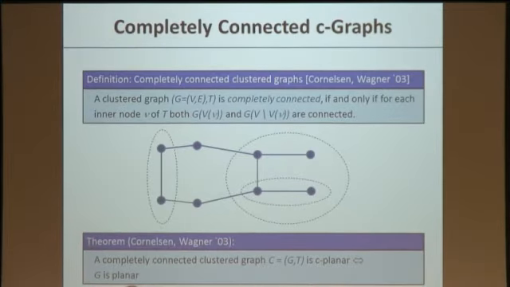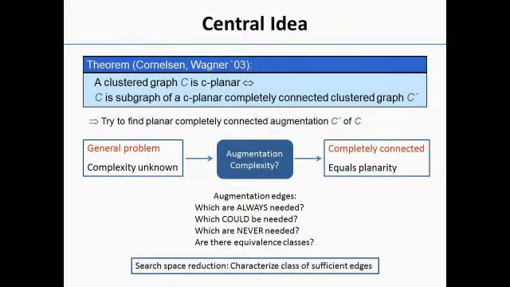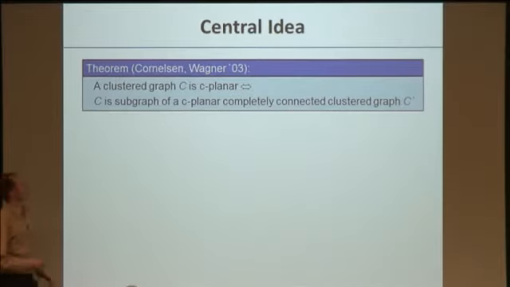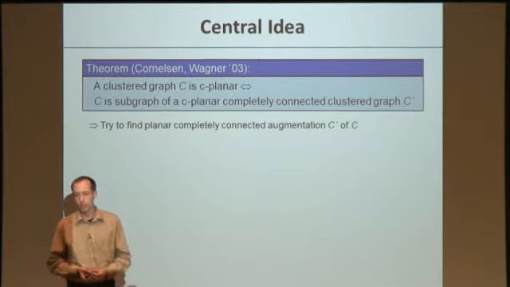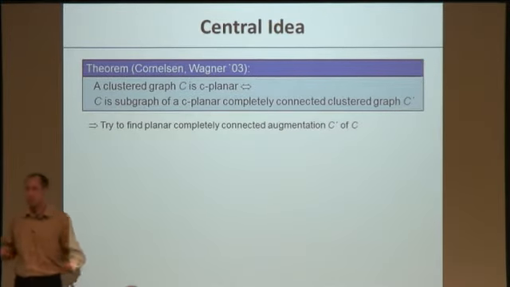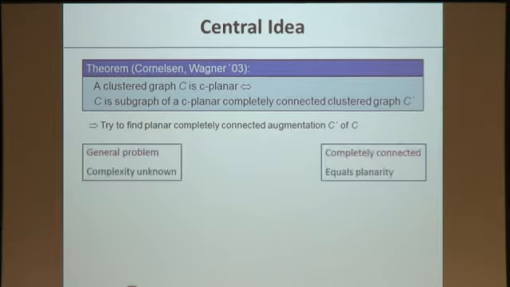So how can we exploit this result now? Using again a result by Cornelissen and Wagner, so it's a great paper, you should read it, which is basically saying that a clustered graph is C-planar if and only if it is a subgraph of a C-planar completely connected clustered graph, which means that we can try to find a planar completely connected augmentation of a graph, and if this augmentation exists, we know that the graph is C-planar, and if the augmentation does not exist, we know it cannot be C-planar. So that brings us to the following situation.